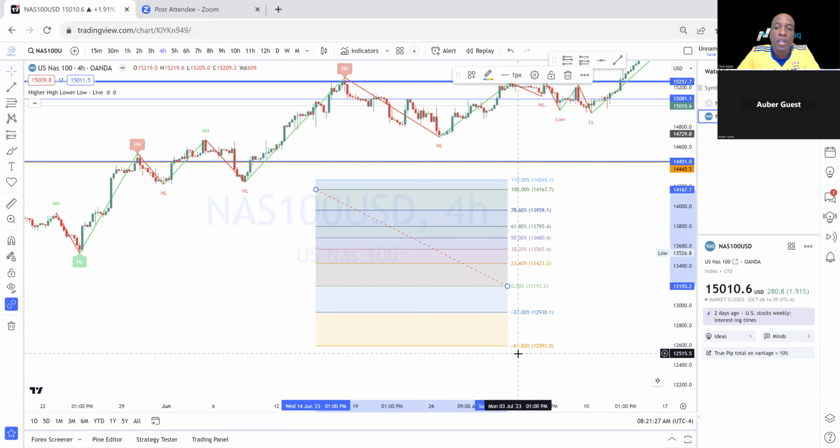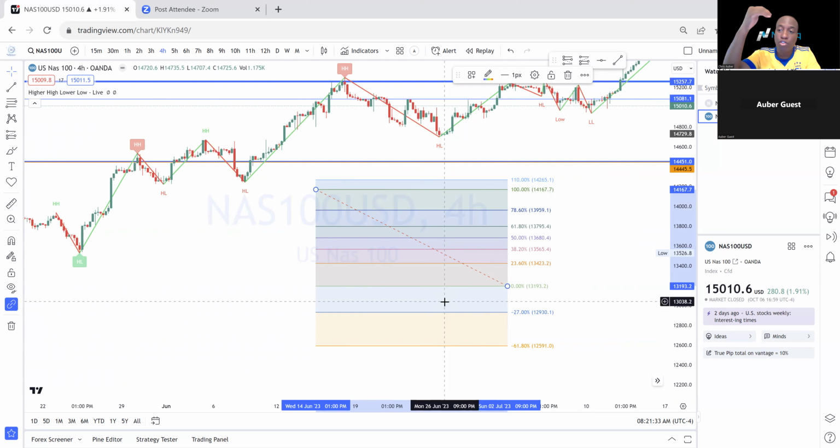Now, your main points on your fib tool. If you are tracking a retracement to go in for a sell, you want to draw your tool from the highest point to the lowest point. So you put it on the highest point and track it down to the lowest point. And I'll show you how to do that after we set up the levels.